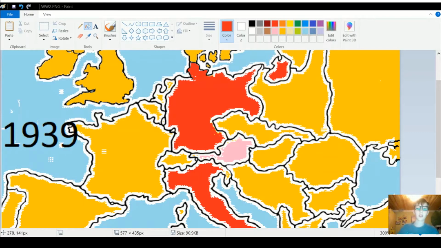Okay, the first event of the Second World War, even though it has technically not begun yet, is the alliance of Germany and Italy. And the first act Germany does is take control of Austria. And we'll move on to the second event.